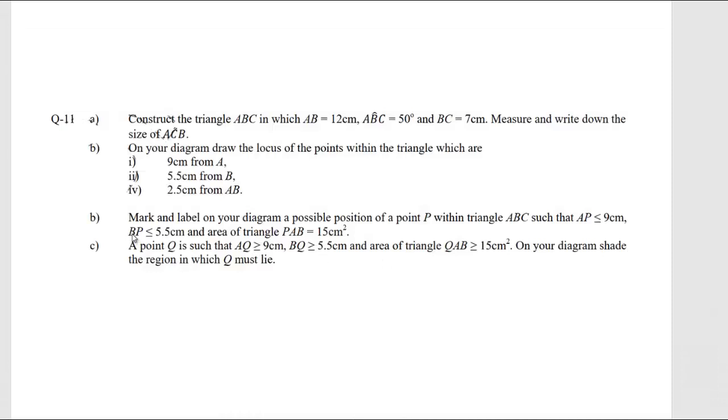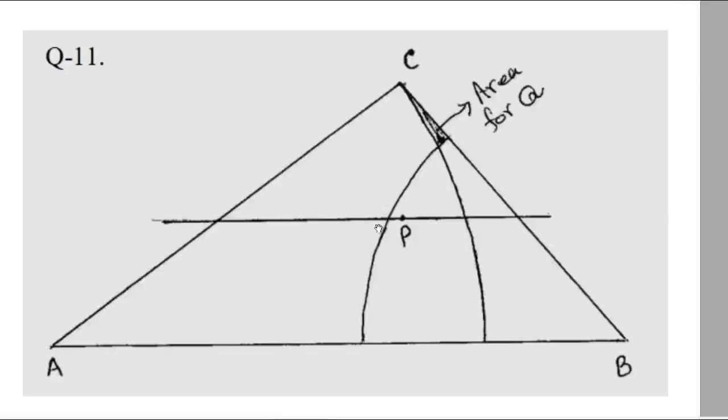And the second is that BP is less than or equal to 5.5. It is the locus of P whose distance from B will be 5.5 or less. So the locus of P whose distance from this point B is 5.5 is on this circle, and it is also less than 5.5, that is, inside of this circle.